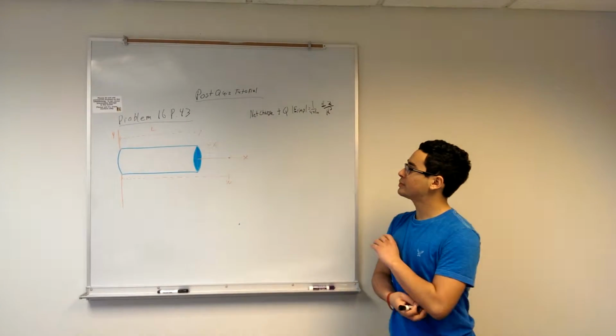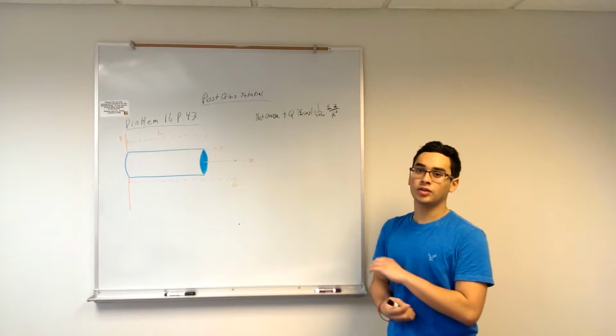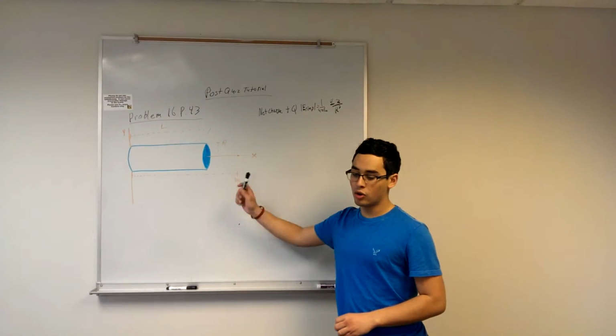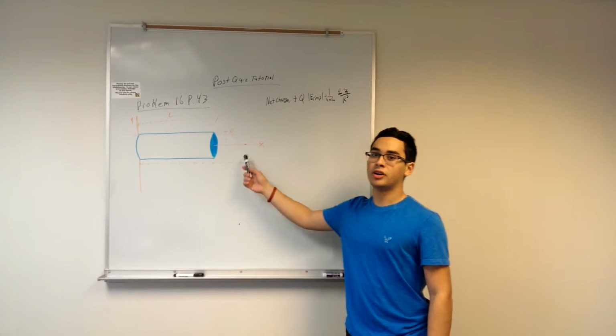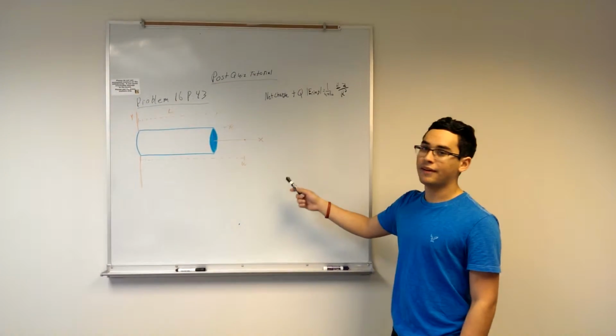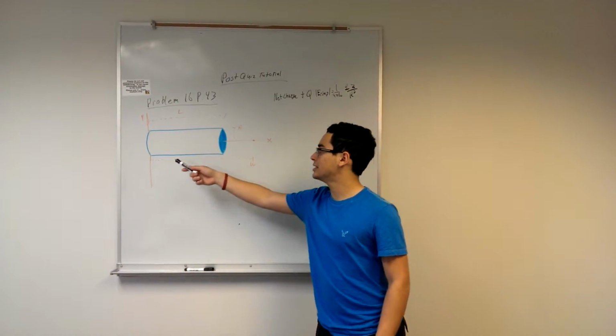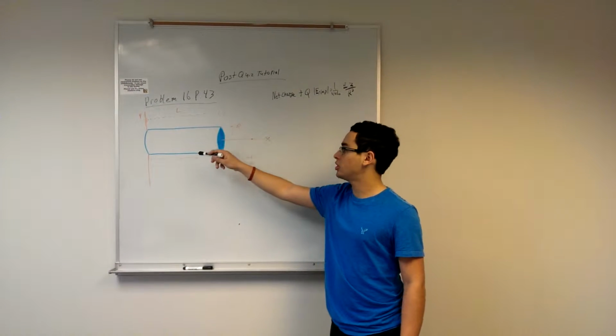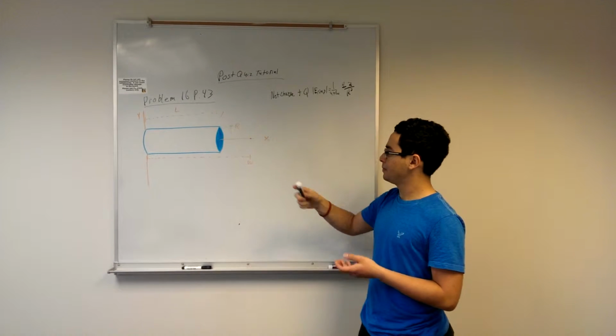The problem we'll be doing today is problem 16P43 in the book. For this problem, we're given a thin hollow cylinder that's open on both ends. The left end is at the origin of our axis, and the other end is at a distance L from the origin, which is the length of the cylinder.